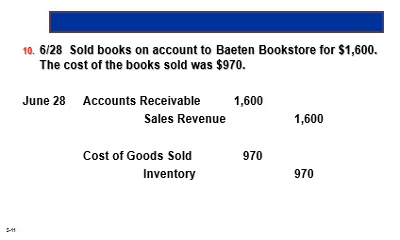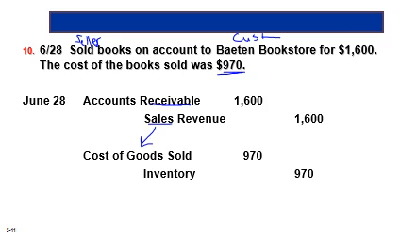For number 10, on 6/28, we're selling books to Bateen. So we're the seller. And Bateen is our customer. So the customer is going to owe us a receivable, okay, because we have a sale and we will have a cost of the sale. So your cost should be lower than your sales.